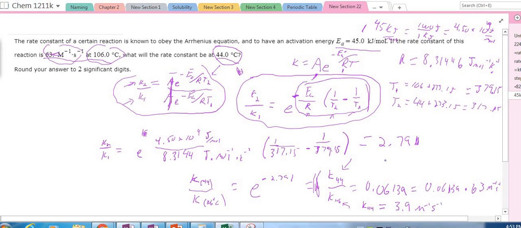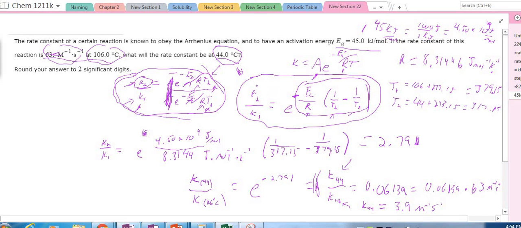And so this is how we're going to tackle these problems. We're going to set up this ratio. We're going to ratio two Arrhenius equations together. This allows that A value to cancel out. As I said, we have one unknown at this point. We don't know K2, that's what we're being asked to find, but we know K1, we know T1, we know T2. We're given EA, the activation energy, and R is this constant that we've discussed.